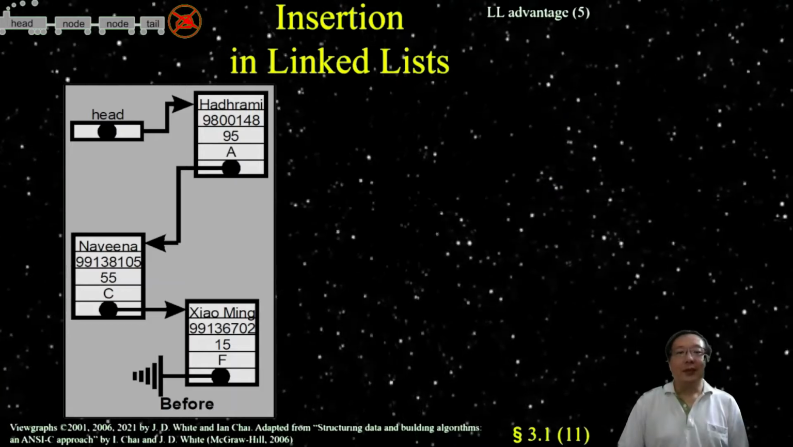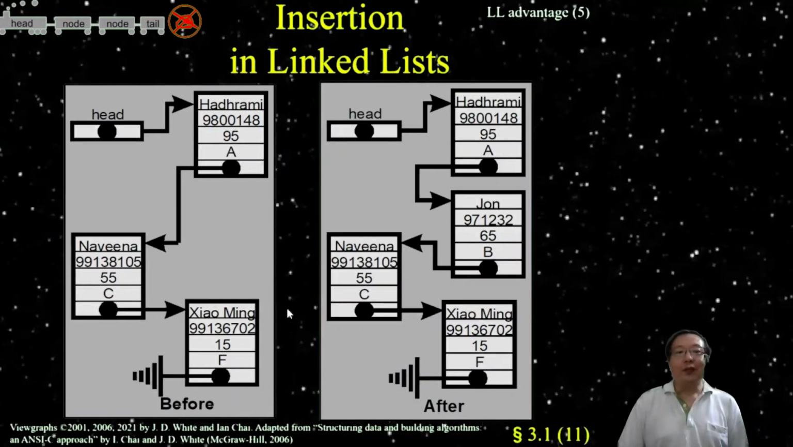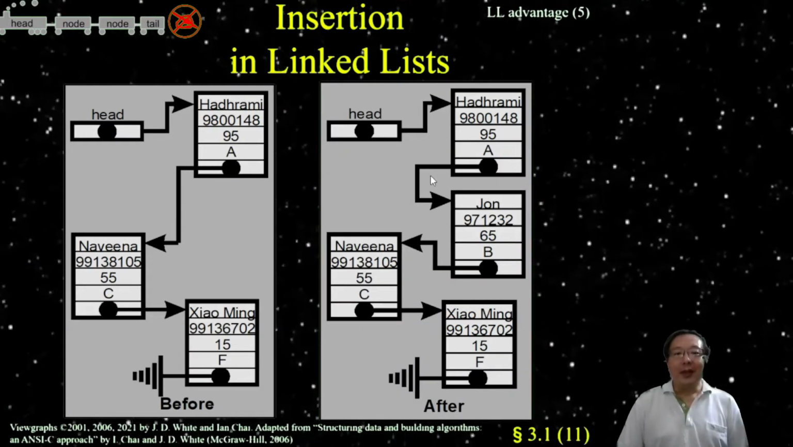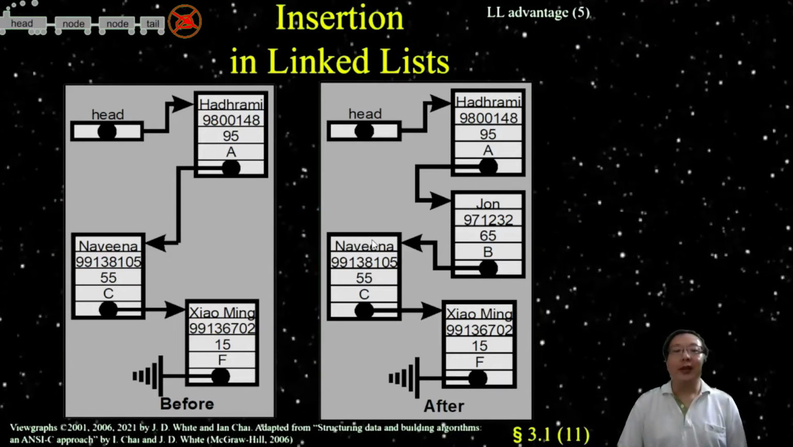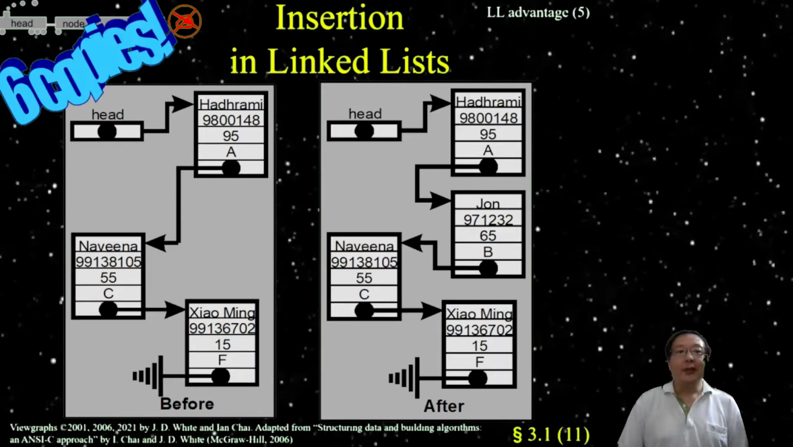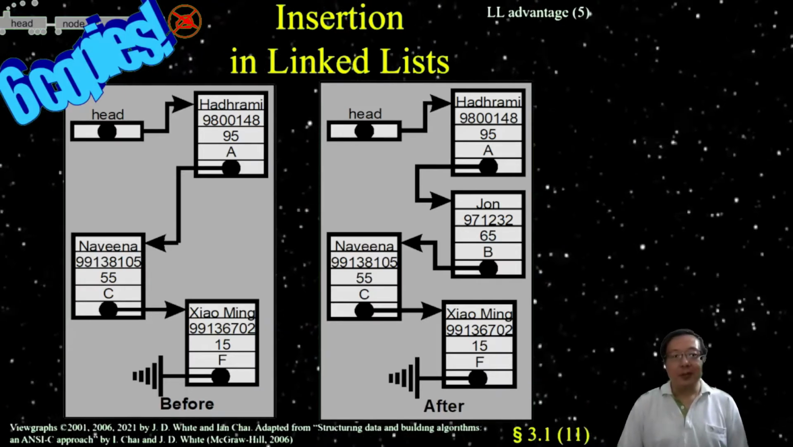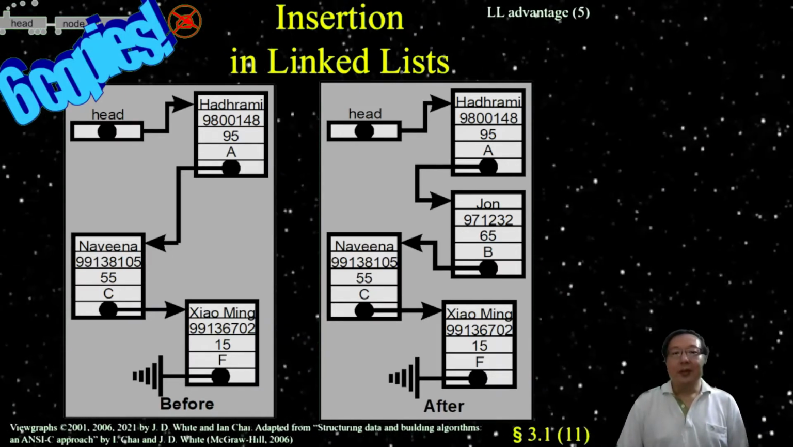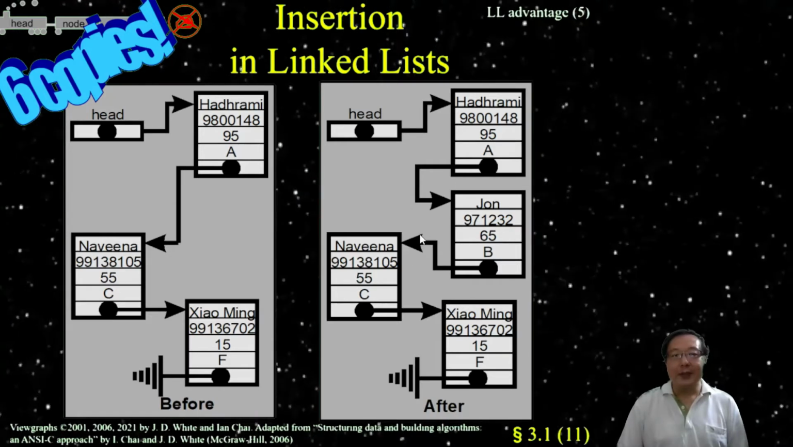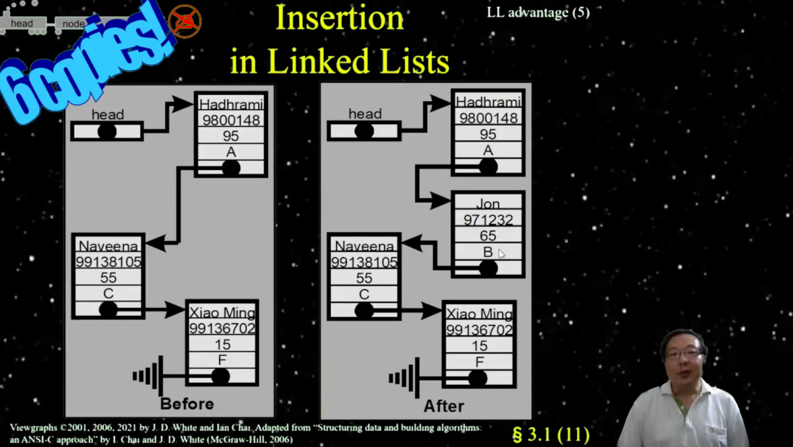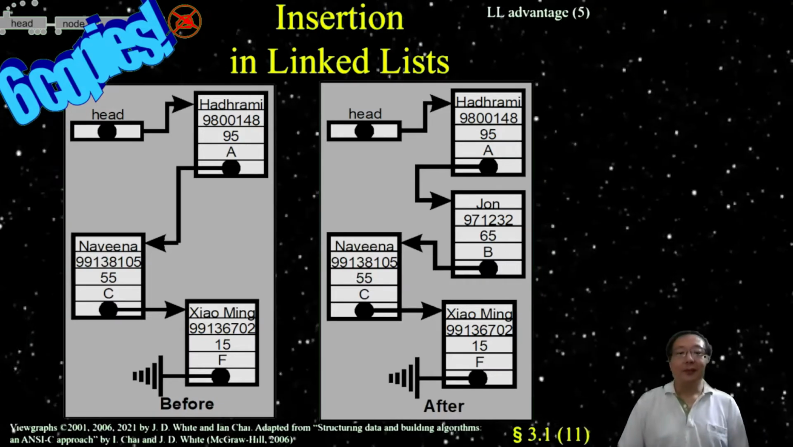With a linked list, I just have to put John in and link it. So instead of Hadrami going straight to Navina, now Hadrami goes to John and then John goes to Navina. Which means that we only need to make 6 copies. Okay? 6 meaning that this pointer needs to point to this place now and this one copy there. Then you've got this data. Okay?